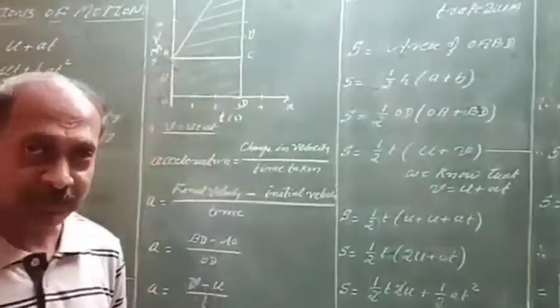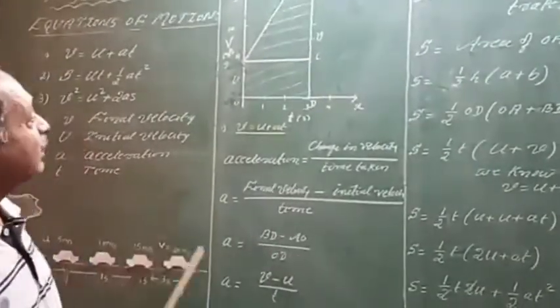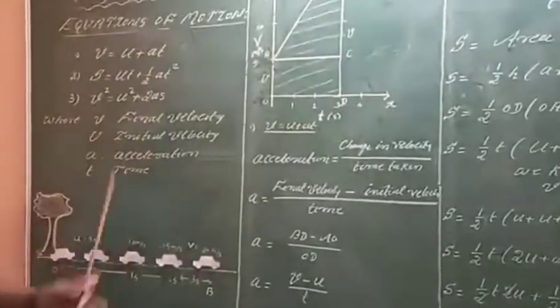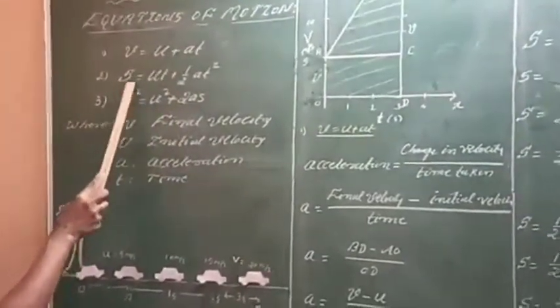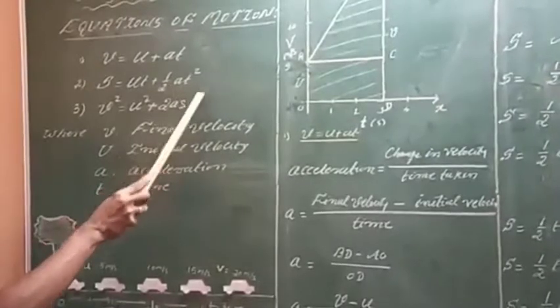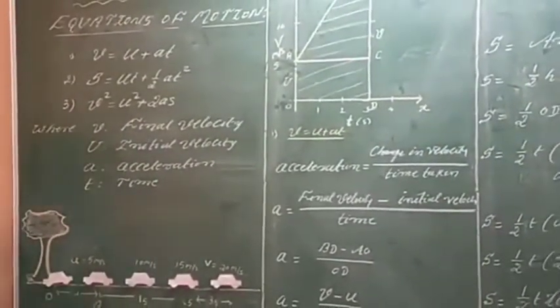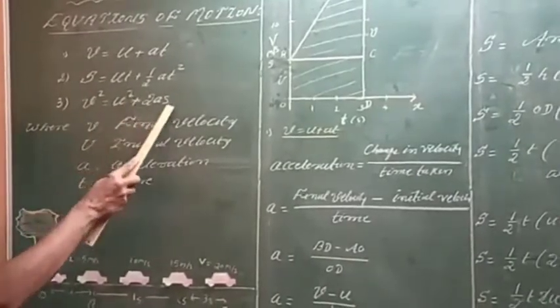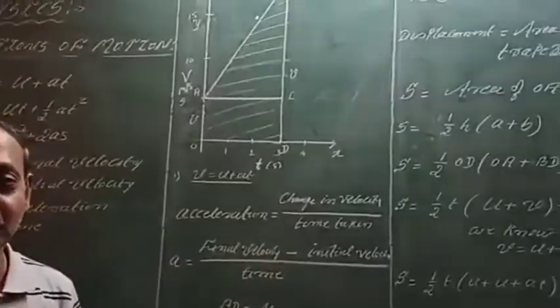Welcome to TGL Physics. Yesterday we already discussed two equations of motion, that is, V is equal to U plus at, and S is equal to ut plus half at square. Now let us pass on to another equation of motion, that is V square is equal to U square plus 2as. Using this particular graph, how are we going to prove this?